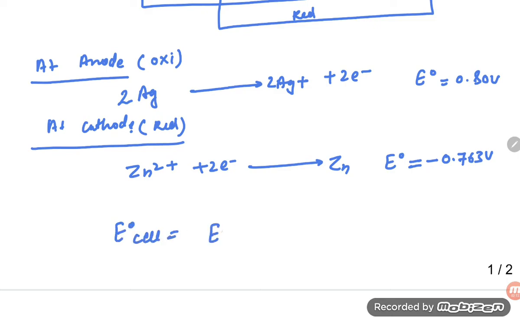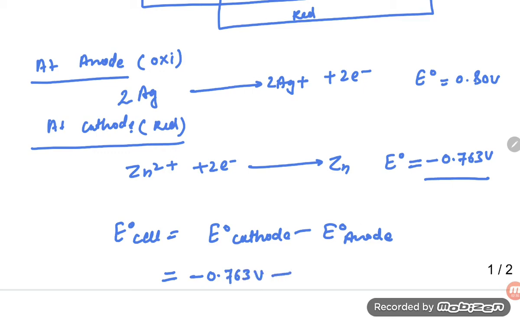E naught cell is equal to E naught cathode minus E naught anode. So E naught cathode, if you talk about it, students, this is the cathode, meaning the reduction reaction. So this value we have to put in: minus 0.763 volt, and then minus anode, how much is there, students? It is 0.80 volt.